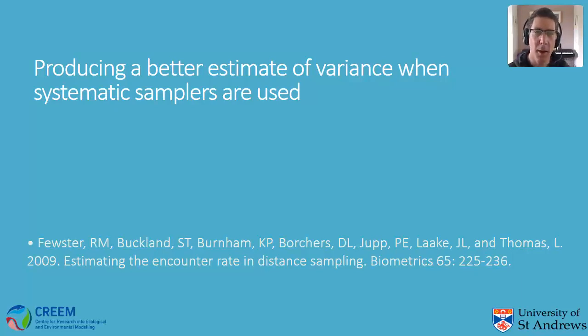Hello, Len here. I'm going to talk now about how to get a better estimate of variance when you use a systematic design. This lecture is based on this paper here in Biometrics by Rachel Fuster et al.